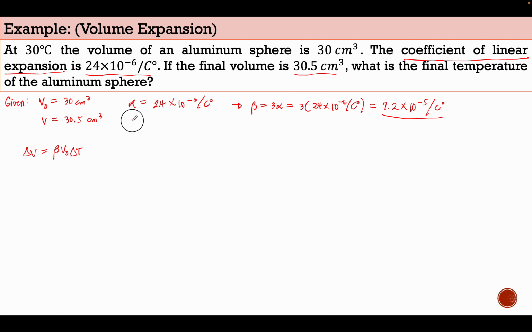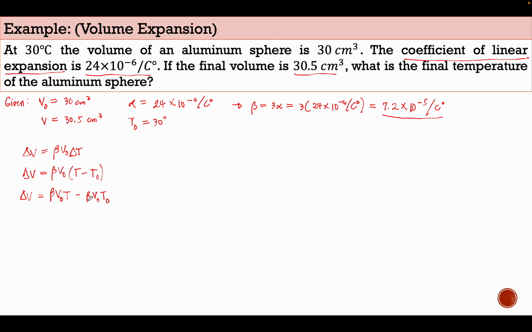And then we also have our initial temperature there, which is 30 degrees Celsius. So what we need to find is the final temperature. Okay, so let's go back to our volume expansion formula. We need to break down delta T in terms of final and initial temperature so that we can solve for the final temperature. So we have delta V is equal to beta times V sub O times final minus initial temperature. Again, we need to multiply beta times V sub O with the initial and final temperature. So we have beta V sub O times final temperature minus beta times V sub O times initial temperature.